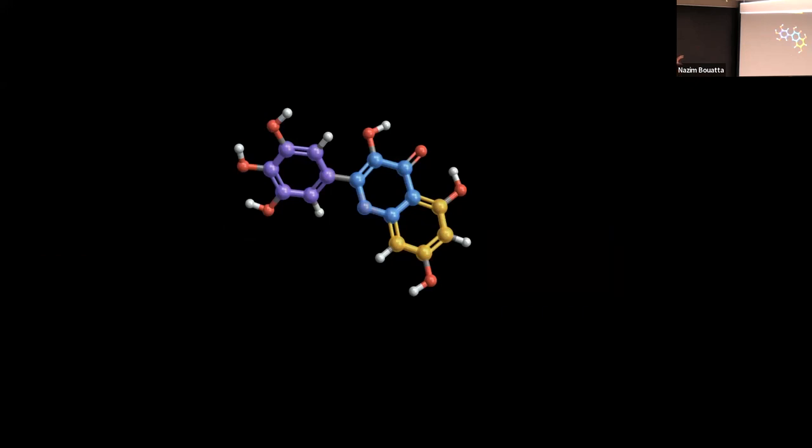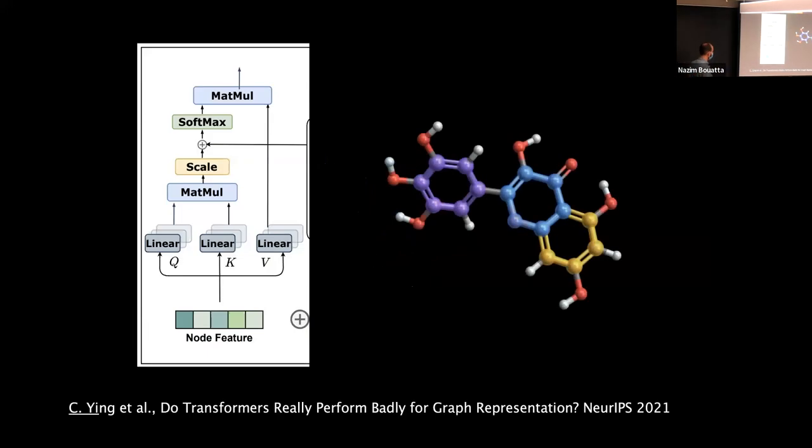it has been noticed independently of protein biology that transformers are not the right inductive bias for reasoning over a graph. So if you pick this type of architecture, a transformer or recurrent network, and you reason over a graph, typically you don't achieve high performance. And the reason in a nutshell is the following.